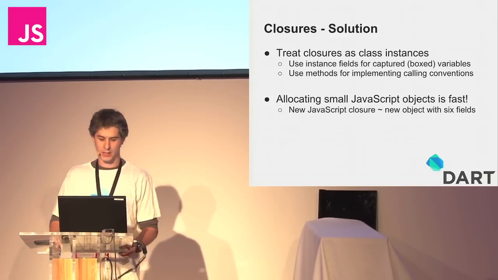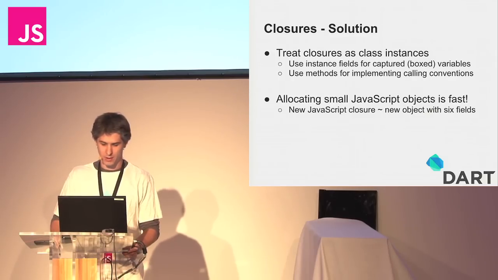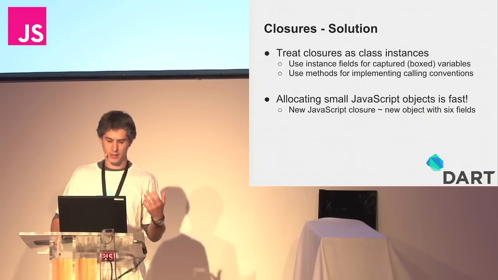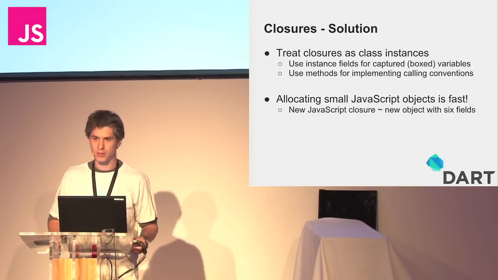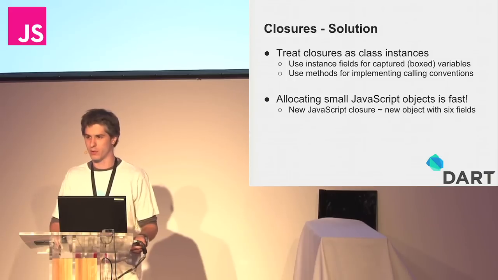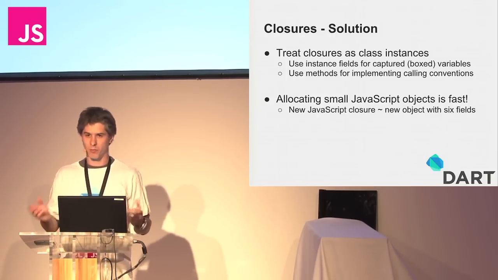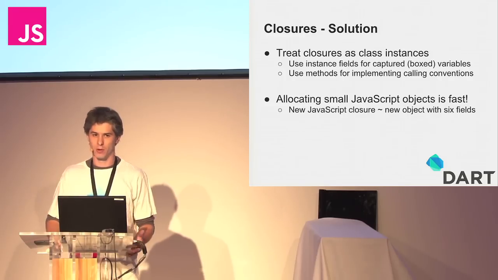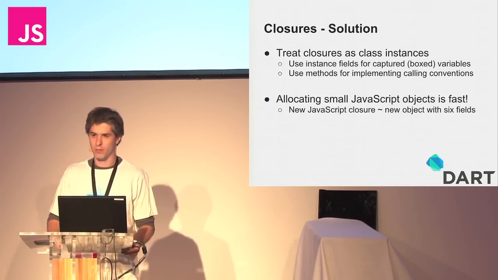For closures, there's actually a pretty easy solution. We compile closures to new classes, and these classes have fields for free variables, and sometimes boxes for variables that are mutated. And then we just put normal methods on them as if they were normal classes, and we treat them internally as classes, basically.